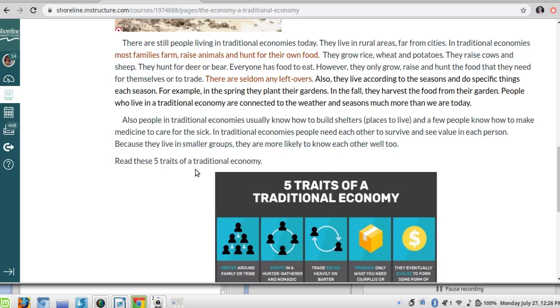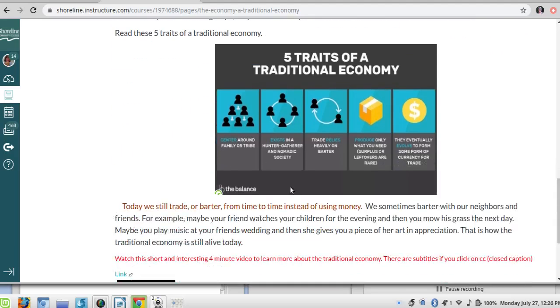Read these five traits of a traditional economy. Five traits of a traditional economy. Center around family or tribe. Exists in a hunter-gatherer and nomadic society. Nomadic means you move from one place in the summer to a different place in the winter, back again in the spring and you keep moving. That's nomadic.